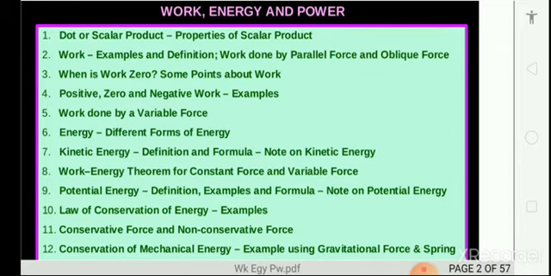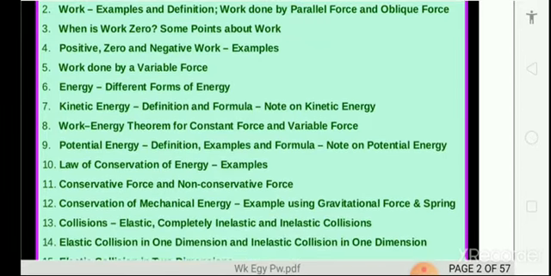We have dealt with the work done by variable forces. What is energy? Different forms of energy. What is kinetic energy? Definition and formula of it. We have learned something about it, a note on kinetic energy. Work energy theorem for constant force and variable forces. Potential energy, its definitions, examples and formulas. Note about it.